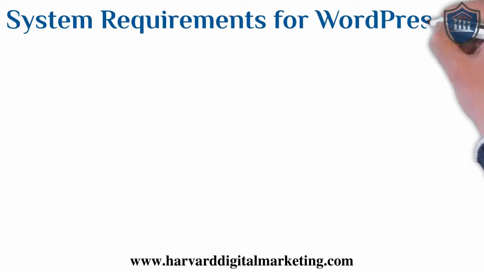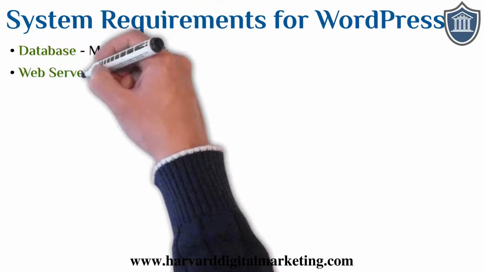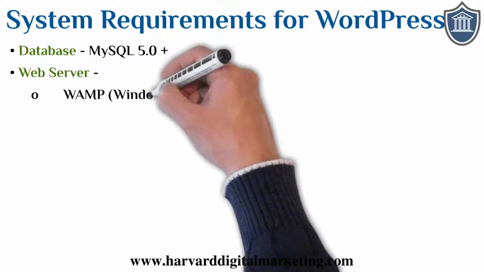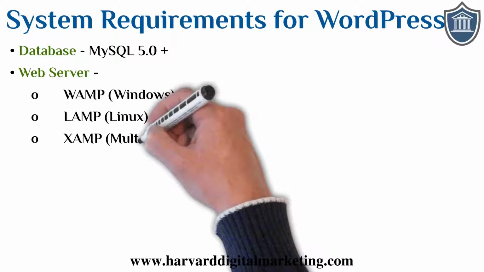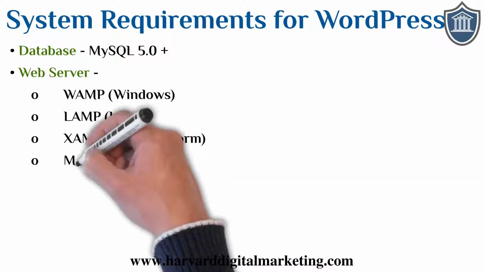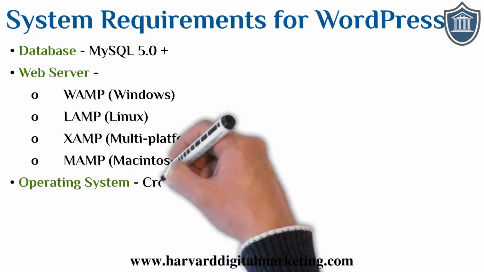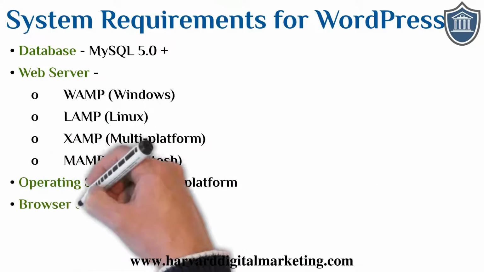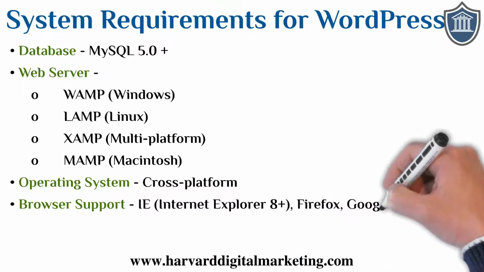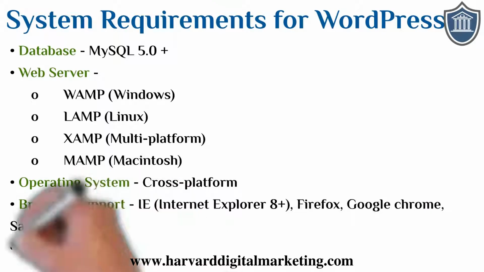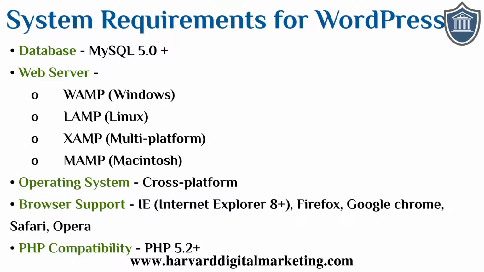System requirements for WordPress. Database: MySQL 5.0 Plus. Web server: WAMP, Windows; LAMP, Linux; XAMPP, multi-platform; MAMP, Macintosh. Operating system: cross-platform. Browser support: IE, Internet Explorer 8 Plus, Firefox, Google Chrome, Safari, Opera. PHP compatibility: PHP 5.2 Plus.